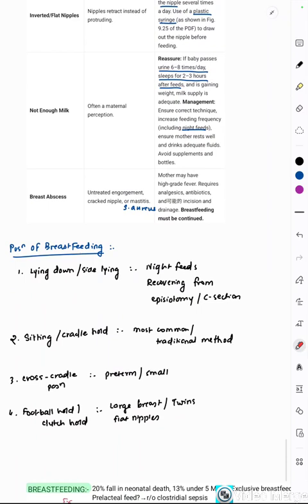Then the breast abscess. Breast abscess is when untreated engorgement leads to cracked nipple or mastitis. It is because of a Staph aureus infection. Mothers have a high-grade fever, because of which analgesics and antibiotics should be given. Sometimes incision is required, and breastfeeding must be continued even in this case.